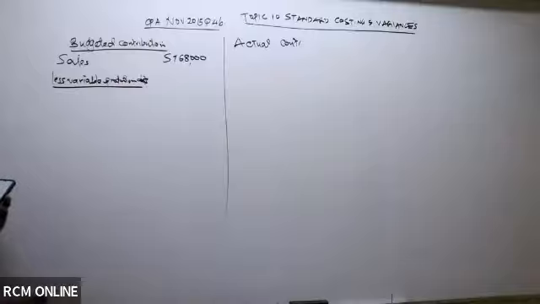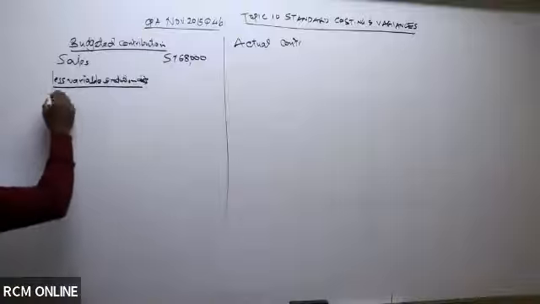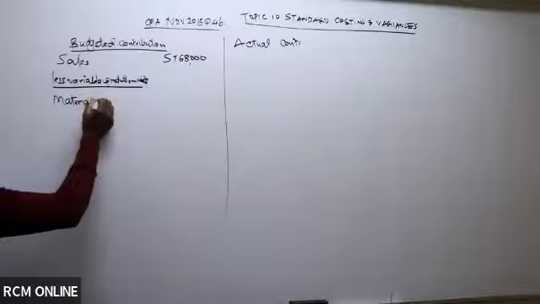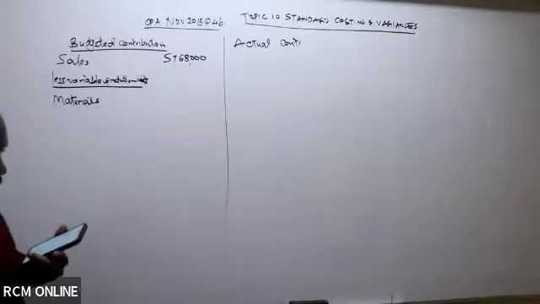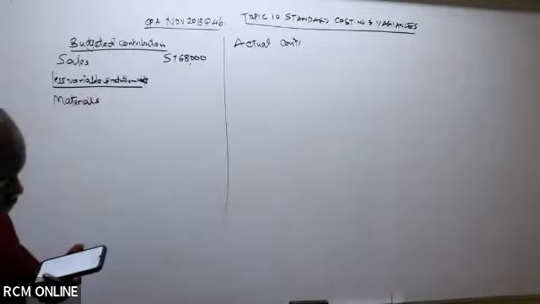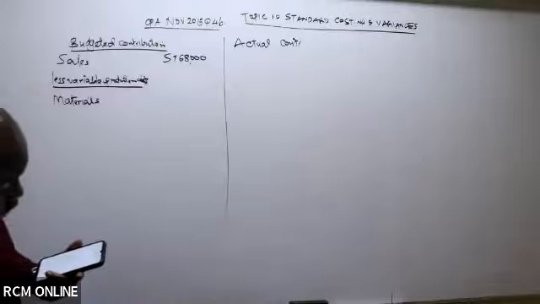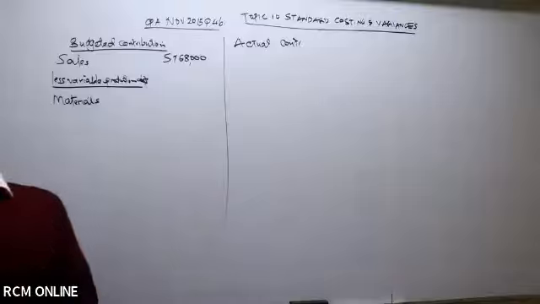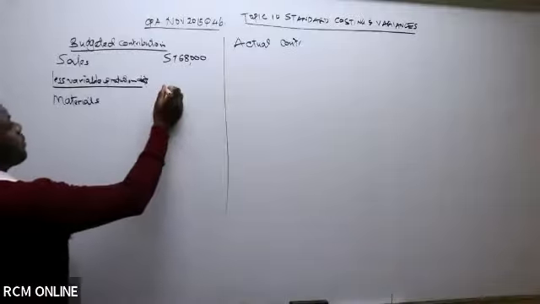So one of the variable production costs, we have direct material. Materials, we are told they require 3 kgs, whose cost is 20 shillings. For how many units? For 38,000. So 20 by 38,000, what do we get? 760,000.